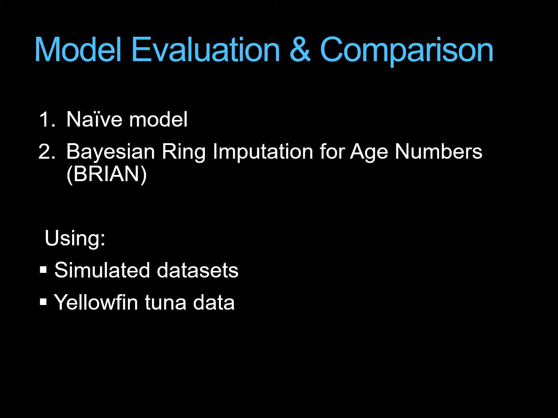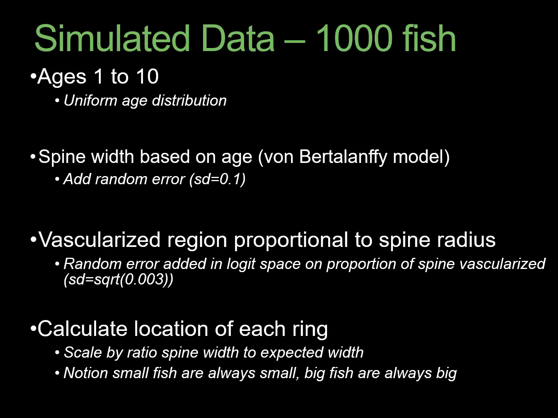Today, I'll be comparing the naive model and the Bryan model, using both simulated data sets and yellowfin tuna. The simulated data consists of 1,000 fish, with ages ranging from 1 to 10, with a uniform age distribution. The spine width is based on age following a von Bertalanffy growth model, adding in random error with a standard deviation of 0.1. The vascularized region is proportional to the spine radius, where random error is added in logit space to ensure that the vascularized region does not become larger than the spine radius.